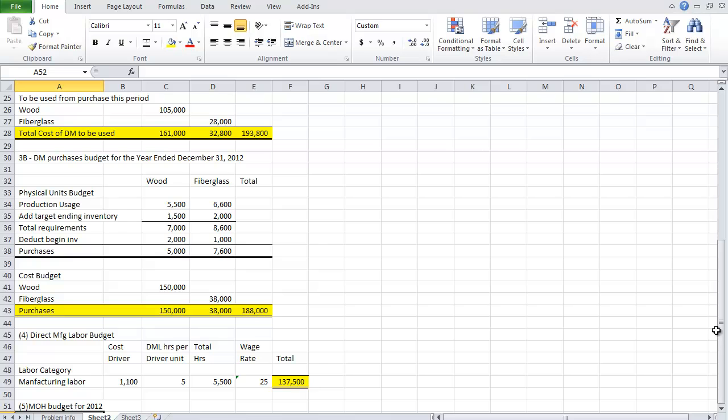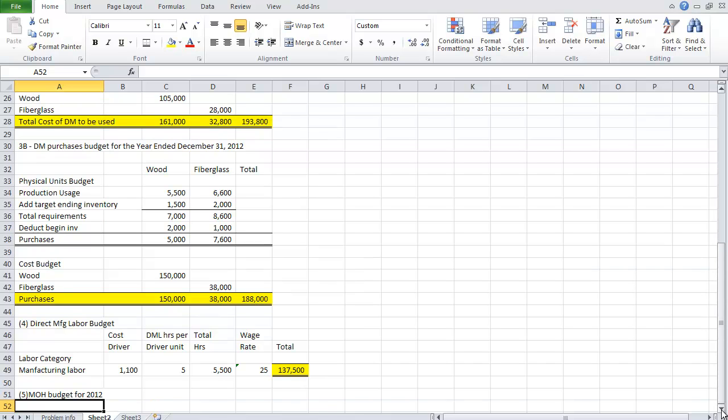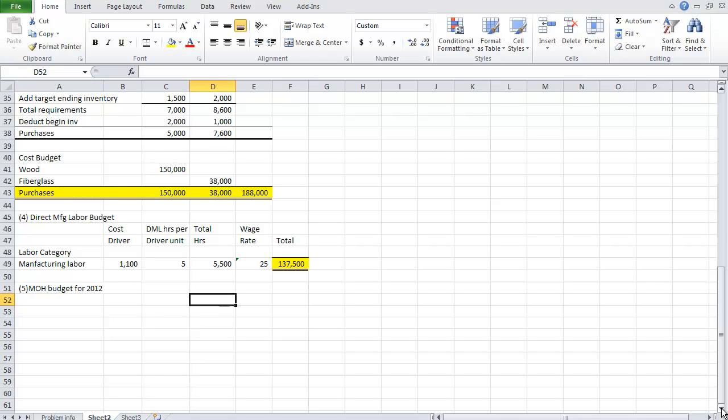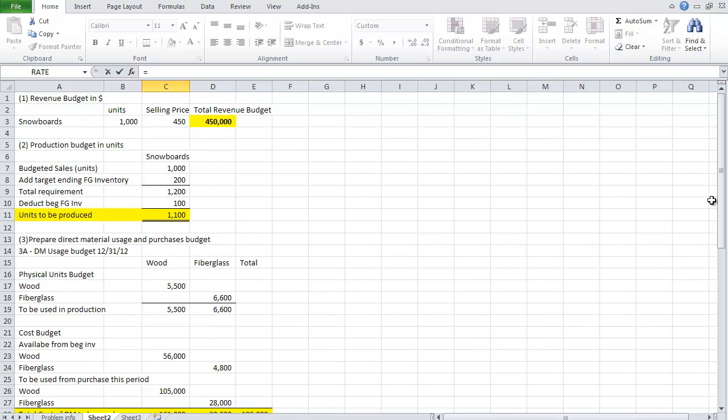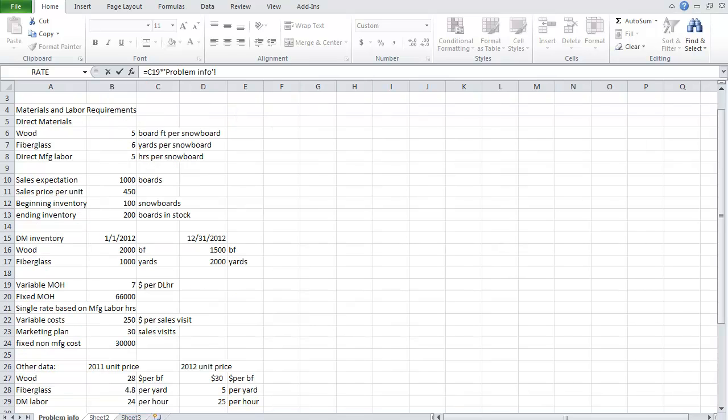Let's take a look at it based on that. So I'm going to just make a note over here that this is at budgeted level of 5,500, and this is direct manufacturing labor hours. Okay, so we will have our variable manufacturing overhead cost. Again, we're going to take this based on the direct material, and we'll multiply that by the $7 that we learned.